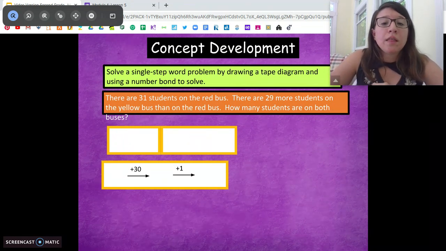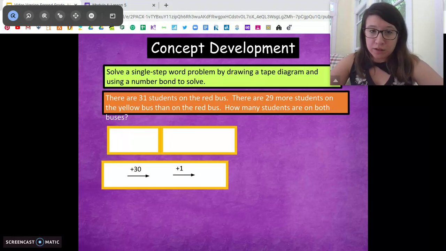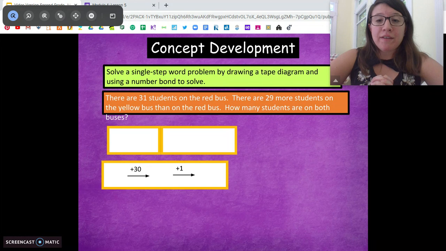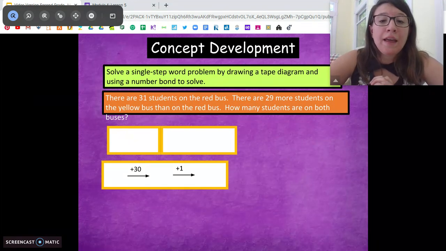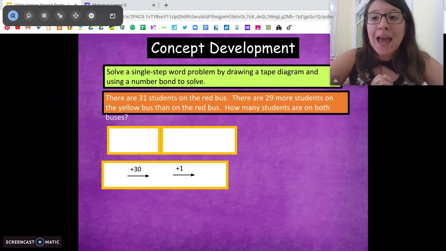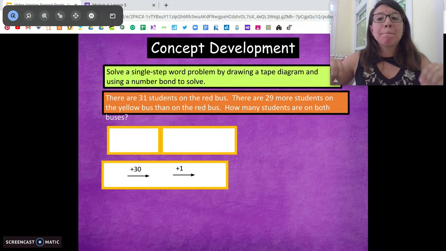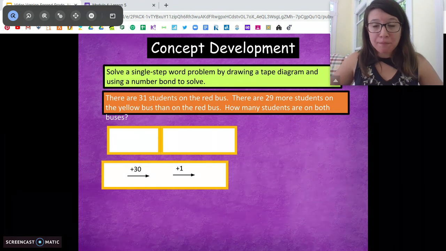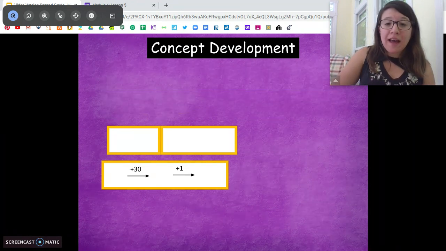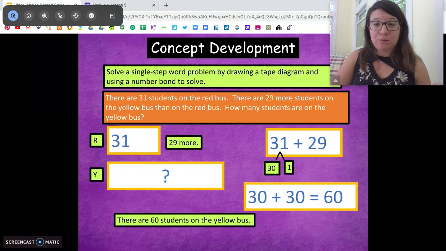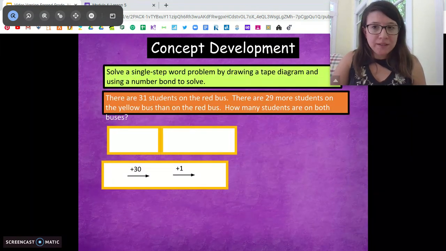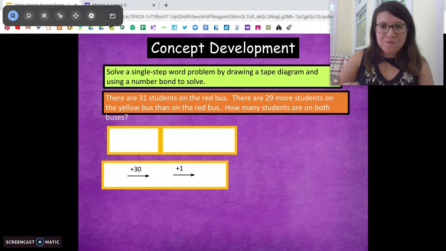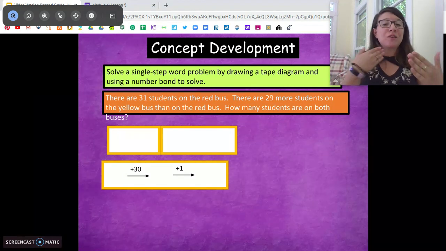Okay, so there are 31 students on the red bus. There are 29 more students on the yellow bus than the red bus. How many students are on both buses? Both buses. So in our last problem, we solved for how many students were on the yellow bus, right? What are we solving for in this problem? Yeah, how many students are on both buses?